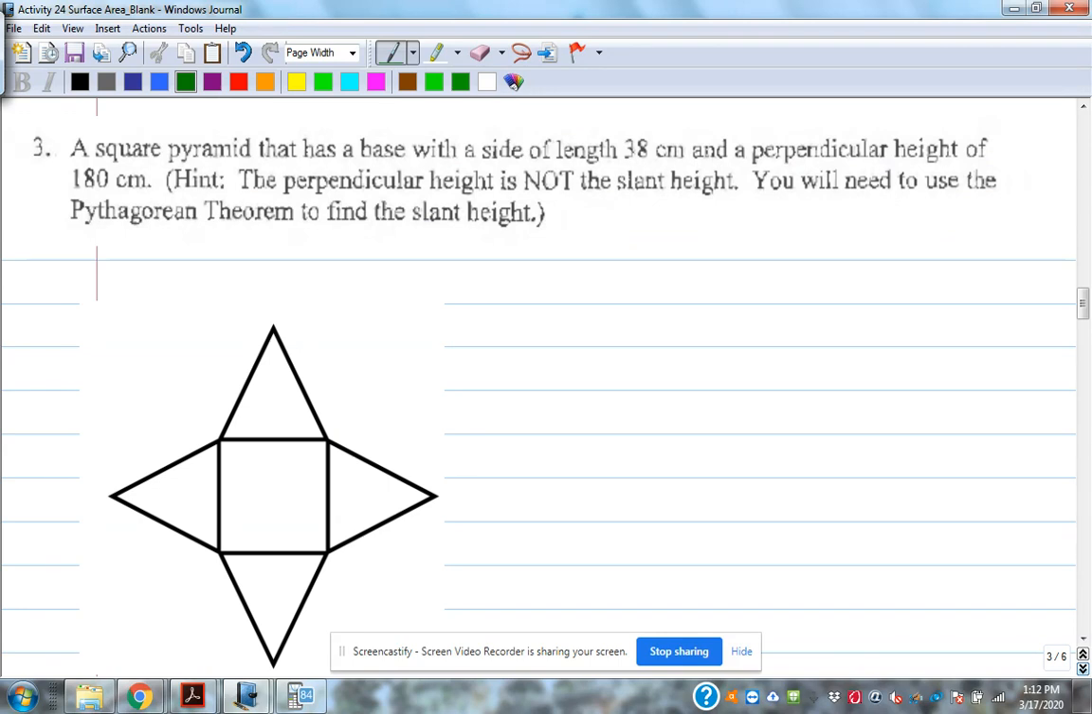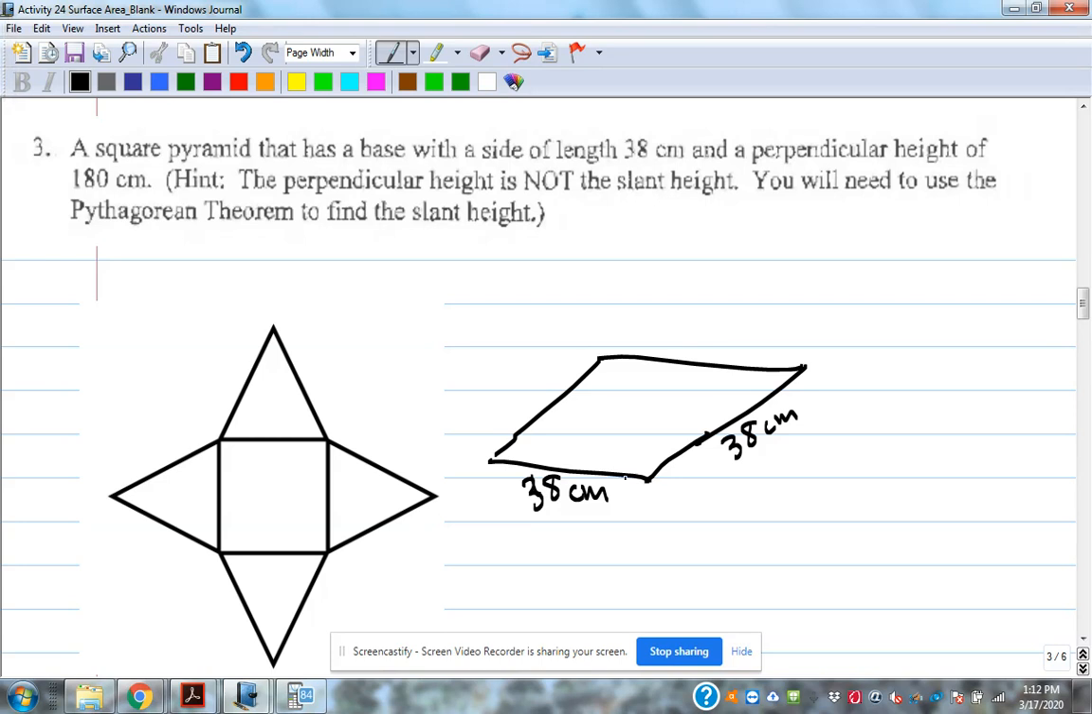All right, so number 3 is a little bit more difficult problem. We're talking about a square pyramid. So a square pyramid has a square as the base. So I'm going to draw the base. And I'm just drawing a square from a side view that has a length of 38 centimeters. So it's 38 centimeters in all directions there because it's a square. And the perpendicular height of this pyramid is 180 centimeters.